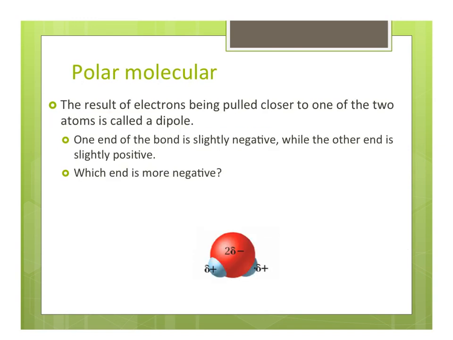So just kind of a definitional sort of thing, we see that when electrons are pulled closer to one, it's called a dipole, or two poles on there. The end with the bond is slightly more negative, the end with the electron, and then the other one is slightly more positive.